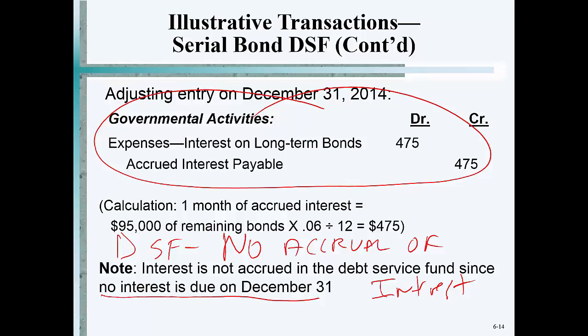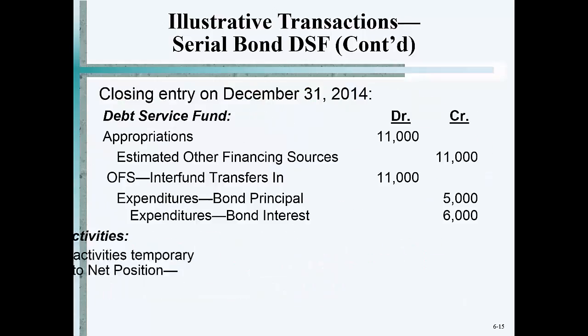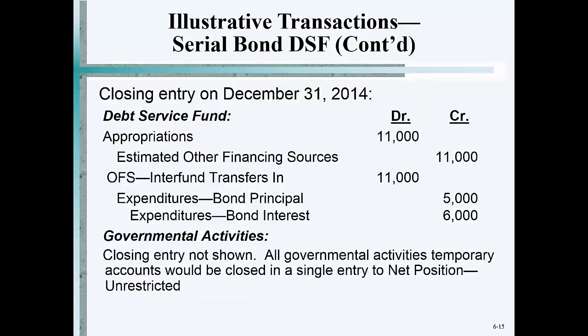Okay, now this problem kept going with the closing entries, and I guess that's okay. We debited the appropriation to close them. We credited what? Estimated financing sources to close them. We debited the other financing sources for the amounts that got transferred in, and we credited the expenditure, the $2,000-$3,000 interest payments plus the $5,000 principal to close that, right? Just reminding you of the closing entries.